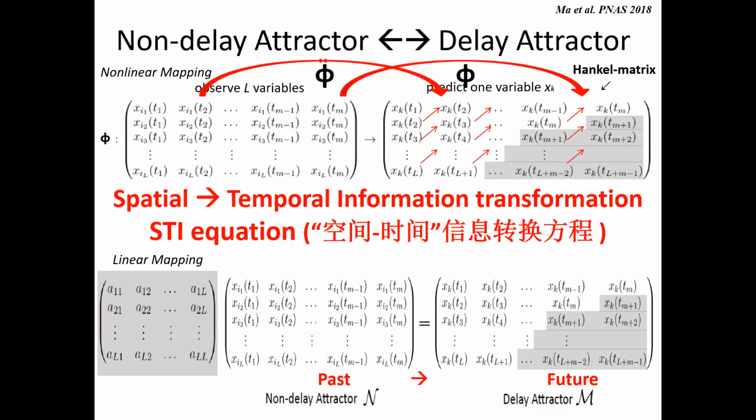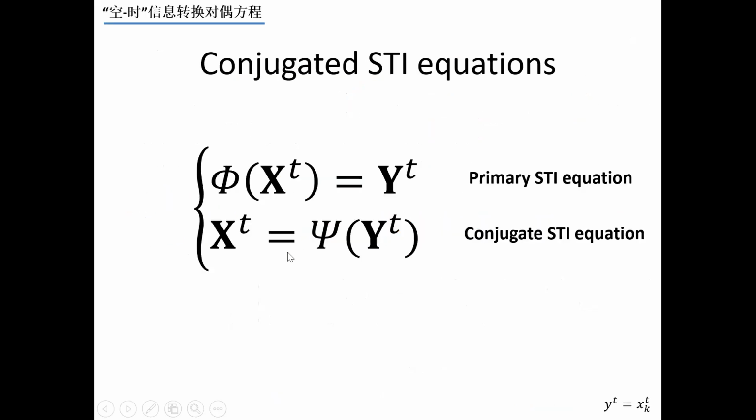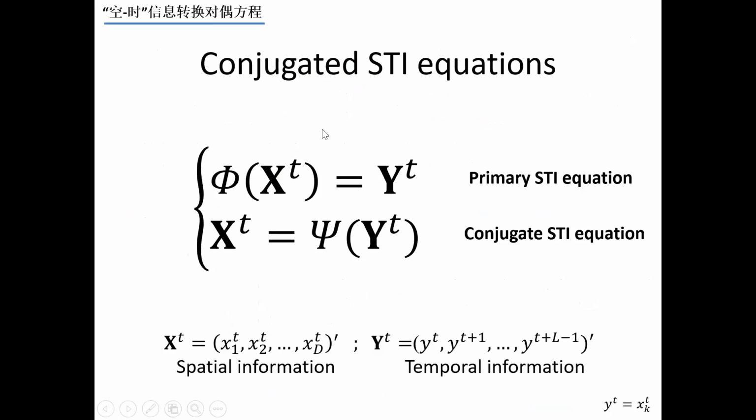Here, we call this equation a spatial temporal information transformation. So I call it the STI equation, STI, spatial temporal information transformation. To summarize, the theoretical result is that we have spatial information, which is X, 20,000 genes. We have temporal information, which is one variable.